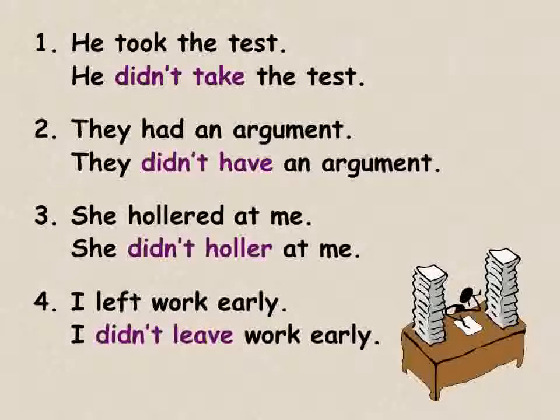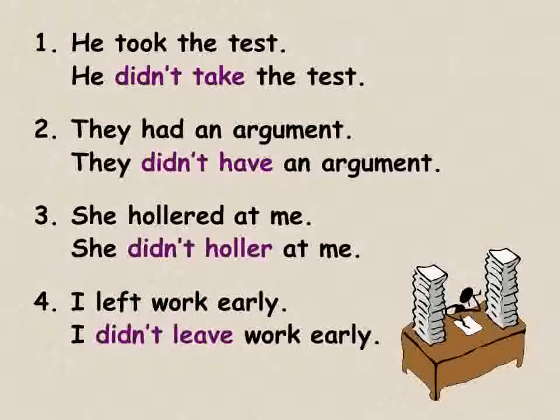Number 1, he took the test. Negative, he didn't take the test. Number 2, they had an argument. Negative, they didn't have an argument. Number 3, she hollered at me. Negative, she didn't holler at me. Number 4, I left work early. Negative, I didn't leave work early.